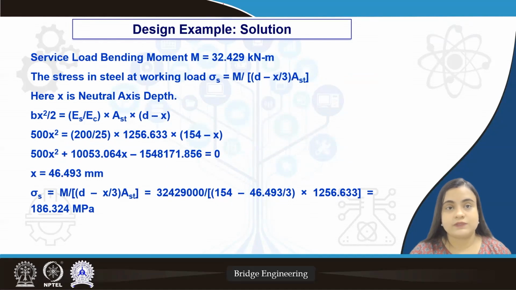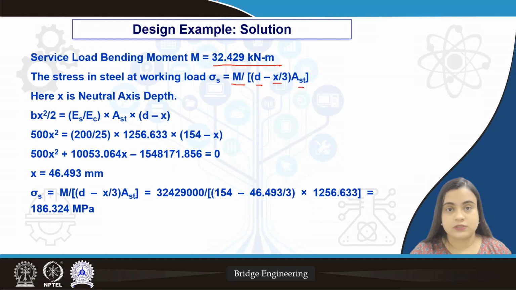For that, the service load bending moment we know equals 32.429 kilonewton meter along the short span direction. The stress in the steel at working load can be obtained as M by (d minus x by 3) times AST, where x is the neutral axis depth. We are familiar with M, d and AST. So first we need to determine the neutral axis depth.